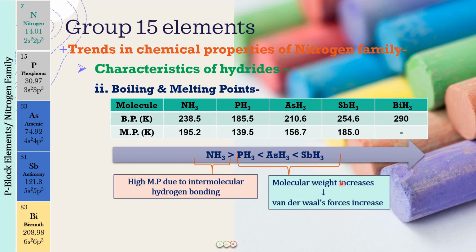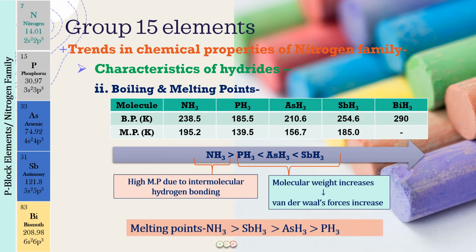Why are they increasing? Because the molecular weight is increasing, the van der Waals forces of attraction are increasing. So to convert a solid into a liquid, again the temperature required is going to be more. But then why in the case of ammonia do we have a higher melting point? That is because of intermolecular hydrogen bonding. Okay, so I hope this is clear. Essentially, if you leave out bismuth hydride, you will see the same trend for the boiling and the melting point. So this is going to be the order of the melting points.